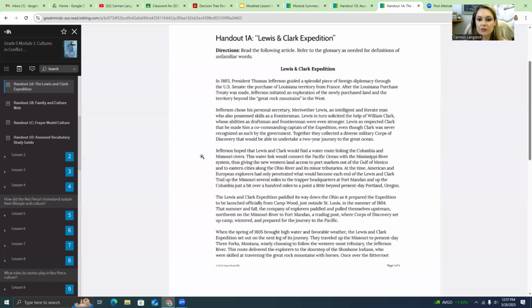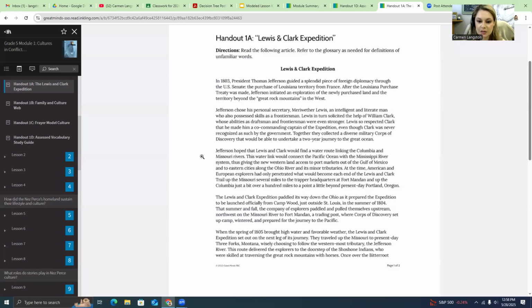Jefferson hoped that Lewis and Clark would find a water route linking the Columbia and Missouri rivers. The water link would connect the Pacific Ocean with the Mississippi River system, thus giving the new western land access to port markets out of the Gulf of Mexico and to eastern cities along the Ohio River and its minor tributaries. At the same time, American and European explorers had only penetrated what would become each end of the Lewis and Clark Trail up the Missouri several miles to the trapper headquarters at Fort Mandan and up the Columbia just a little bit over 100 miles to a point a little beyond present-day Portland, Oregon.